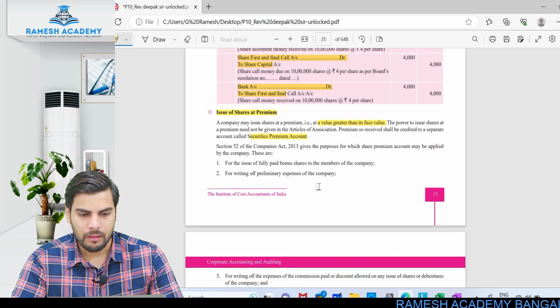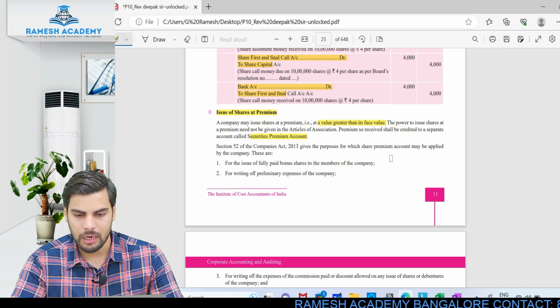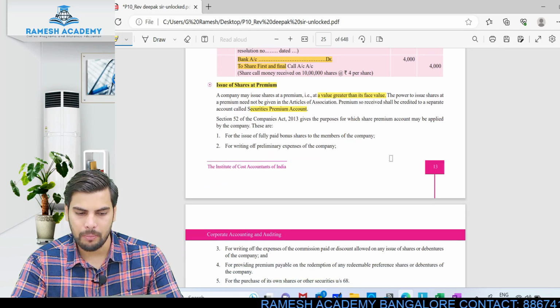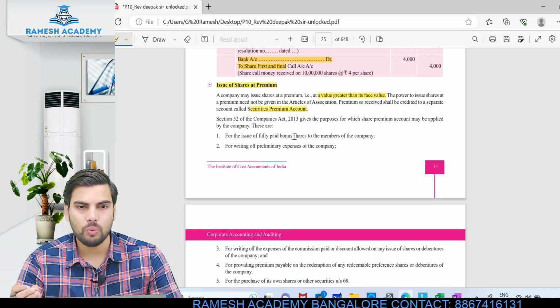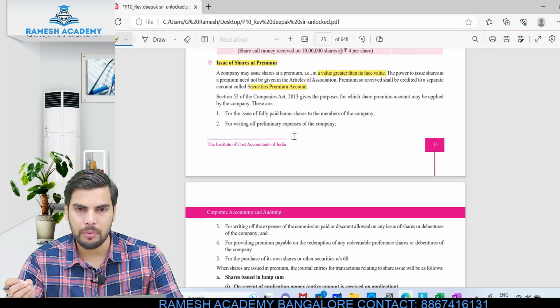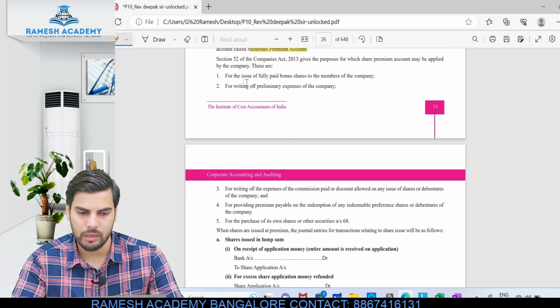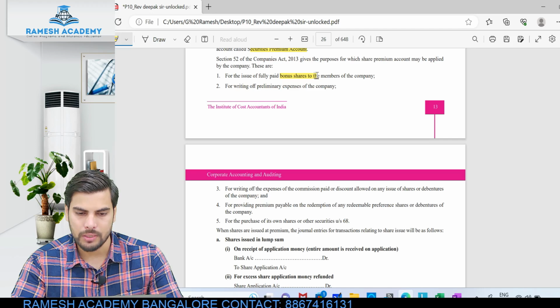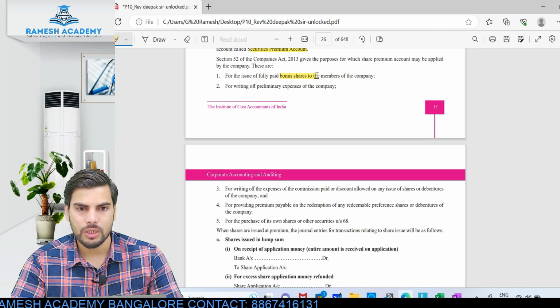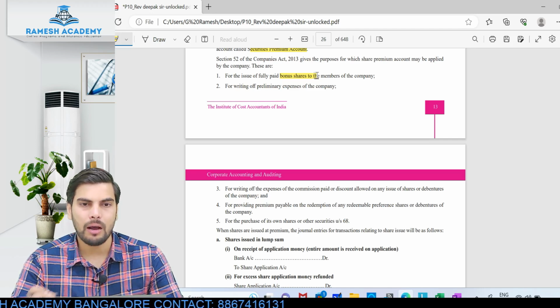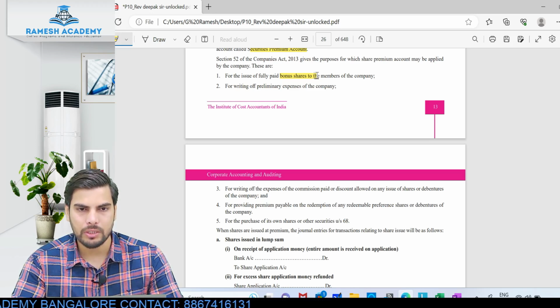Look at this. Section 52 of the Companies Act 2013 gives the purpose for which the securities premium account may be applied, for example, for issue of fully paid bonus shares. For what all purposes can the balance available in the securities premium be used? That is what is mentioned here. This amount can be used for issuing bonus shares. Remember rights shares and bonus shares. When it comes to bonus shares, will the company be receiving any kind of consideration?